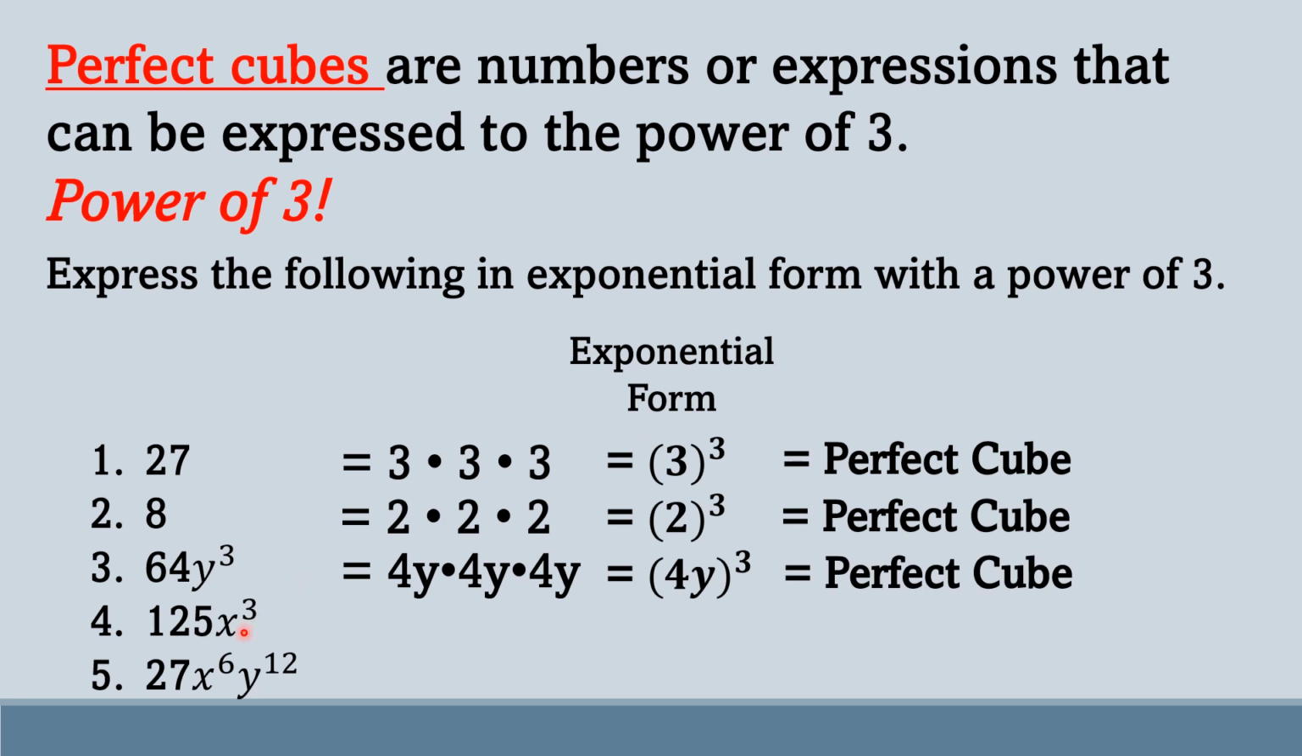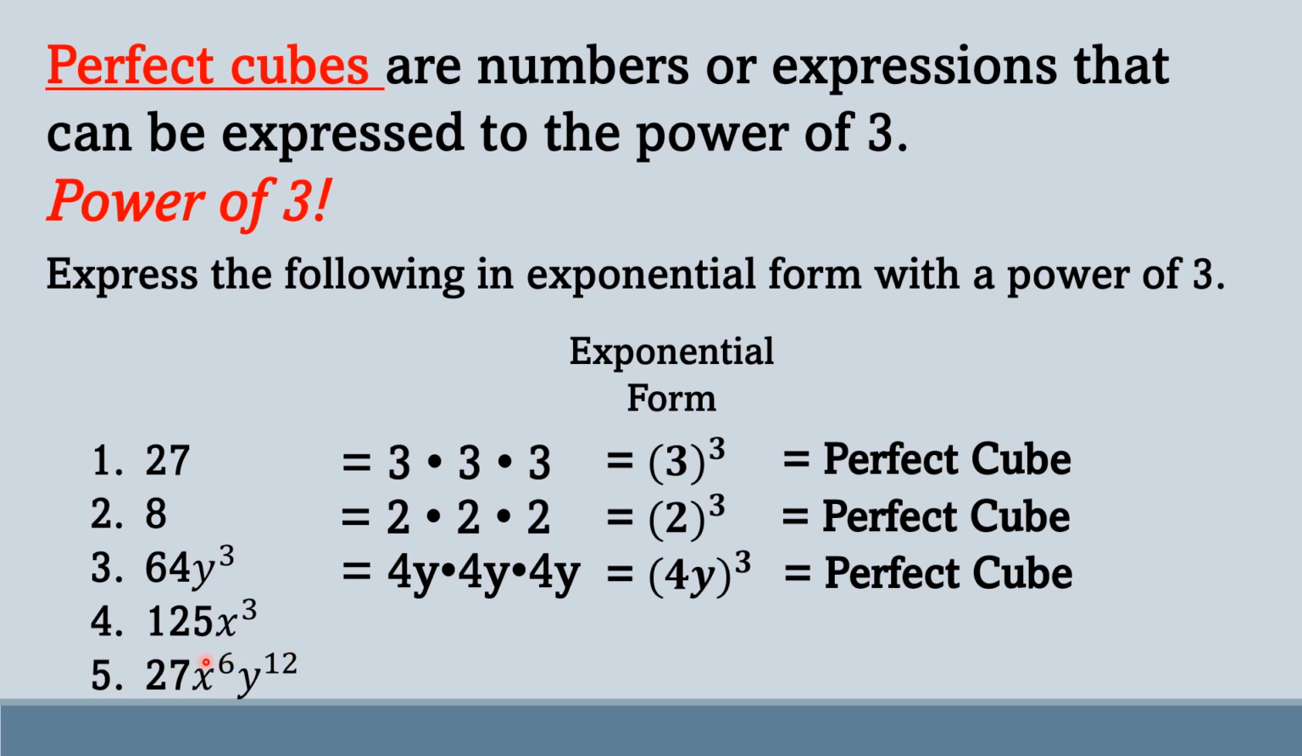Next, we have 125x cubed. So, we are going to consider the numerical and the literal coefficients. They should be a perfect cube in order to find the cube root. So in this case, 125 is a perfect cube and x cubed is also a perfect cube.